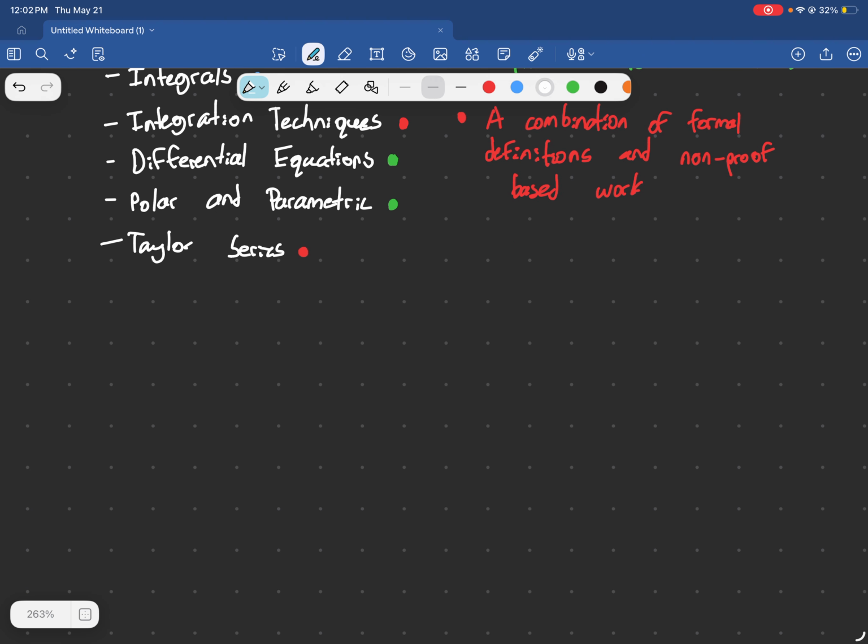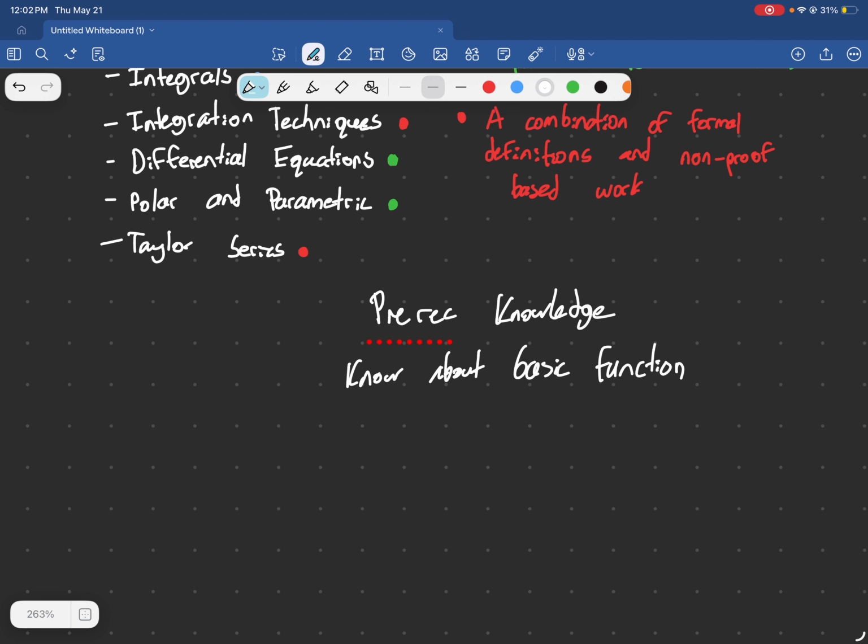Finally, for prereq knowledge, there isn't that much. The only thing that you really need to know going into this is basic functions. And what I mean by that is if I were to give you a function like f of x equals e to the x, you need to be able to, A, tell me what the graph looks like, but also know all the relevant properties about e to the x.